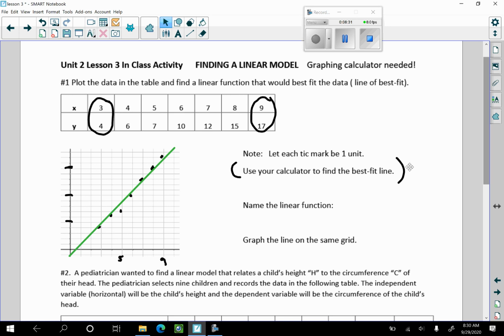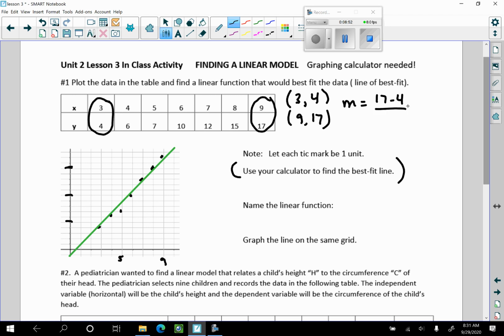Okay, so I want to name the linear function. And if I'm going to use these 2 points, let's just do the algebra now. I have this point 3, 4, and I have this point 9, 17. The first thing I need to do is find the slope of the line. The slope is the change in y's, i.e. 17 minus 4, over the change in x's, which is 9 minus 3. 17 minus 4 is 13. 9 minus 3 is 6. So the slope of that line is going to be 13/6.